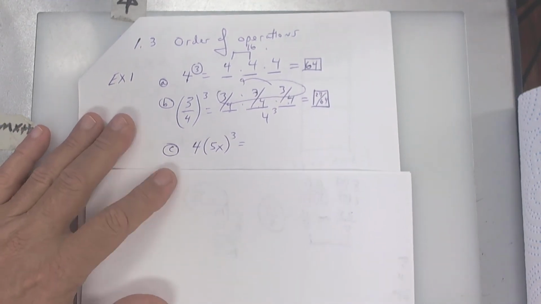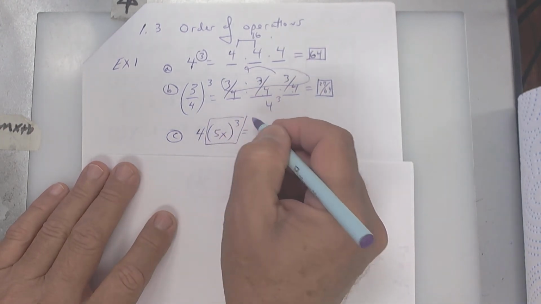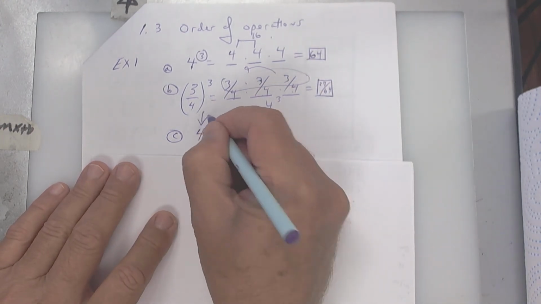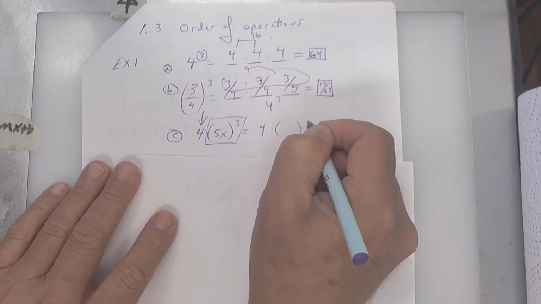All right, let's get to this one. Now this one, only the parentheses is expanded 3 times, not the 4. So it's going to be 4 times, and then 3 of these.